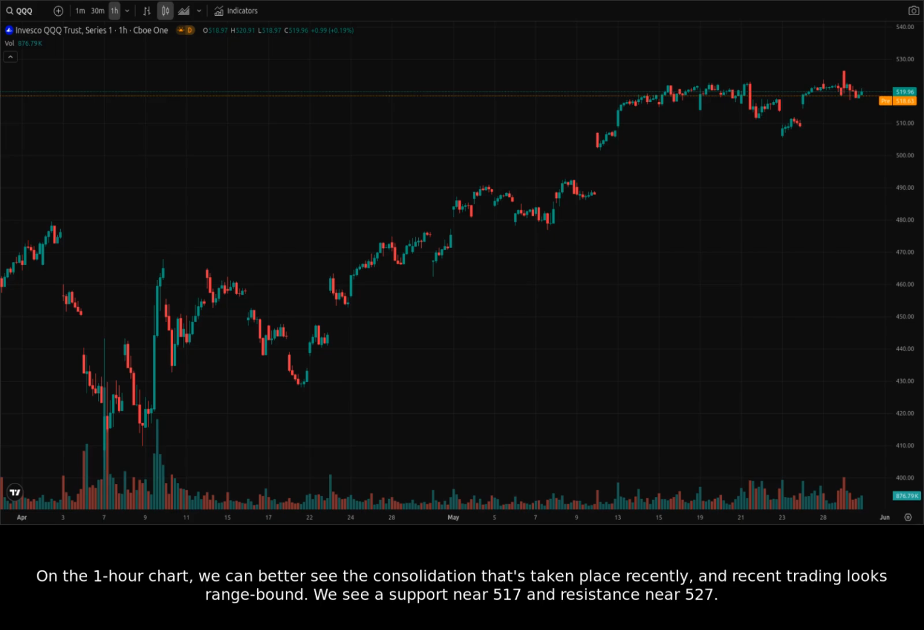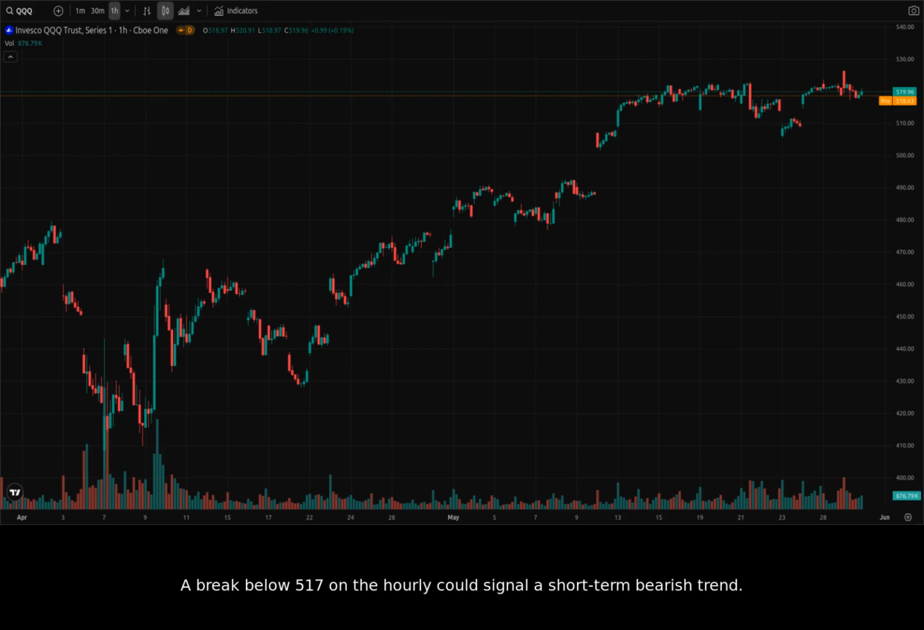On the 1-hour chart, we can better see the consolidation that's taken place recently, and recent trading looks range-bound. We see a support near 517 and resistance near 527. A break below 517 on the hourly could signal a short-term bearish trend.